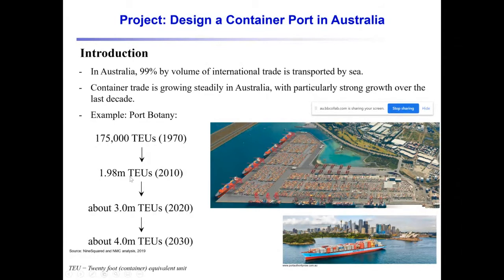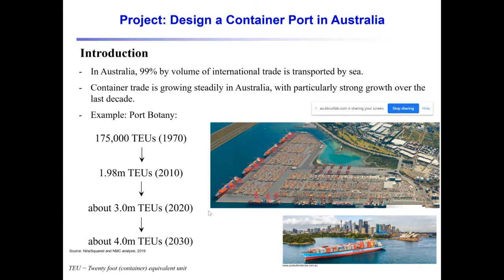Until 2010, this value increased to something around 2 million containers. And from 2010 to 2020, this increased to 3 million containers. So within just one decade, the value increased from 2 to 3 million. This is a huge increase. And they expect that this value will increase to 4 million by 2030.